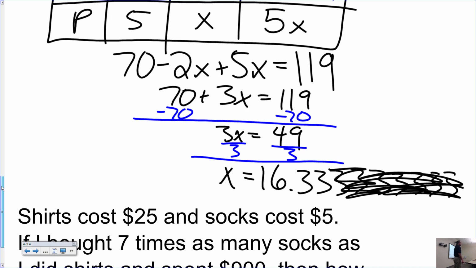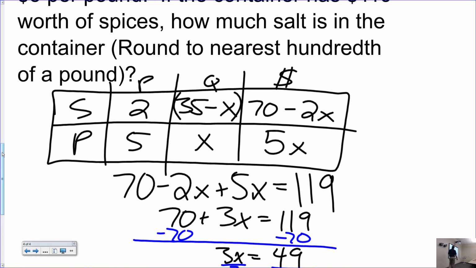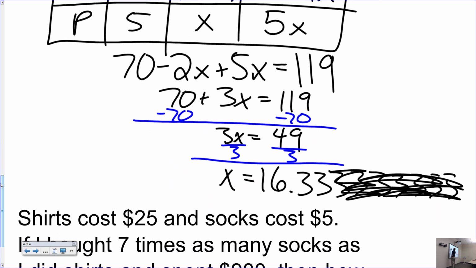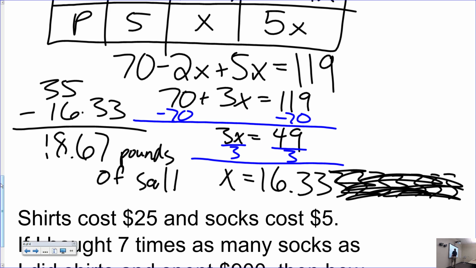So am I done? Is that my answer? 16.33 pounds? Why are you shaking your heads? Because that's pepper. This is why you have to be careful going back to the table. My question said how much salt is in the container. Salt is 35 minus X. Pepper is X by itself. So 35 minus 16.33. What did you guys get? 18.67. 18.67 pounds of salt.